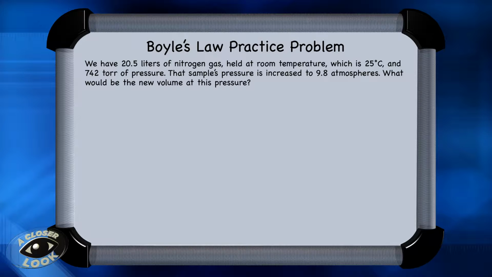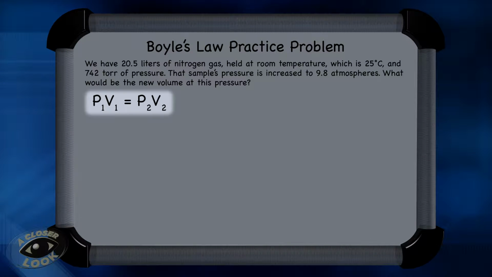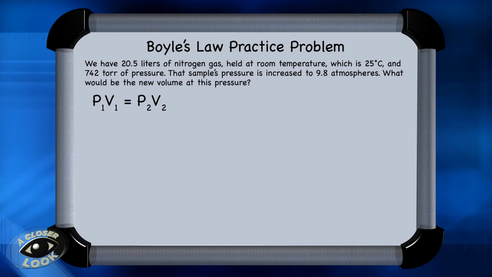Remember, Boyle's law is P1V1, that is the pressure times volume at one set of conditions, equals P2V2, that is the pressure times volume at a second set of conditions. Let's plug in the values that were given for pressure and volume and solve for the unknown. What we're trying to solve for is a new volume, in other words, V2.